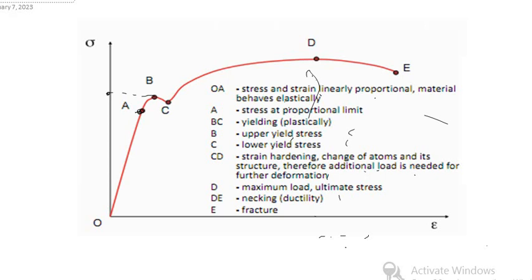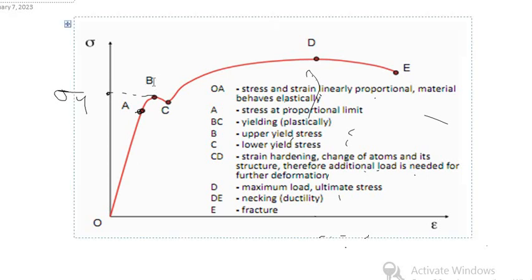That's the yield point. From A to B the material is under yielding, and the stress at this point is what we call the yield stress. In some cases we call it the strength of the material, because after this point the material will not regain its original shape and size. That's why it's called yield strength. After the loading, the material will not return to its original position.